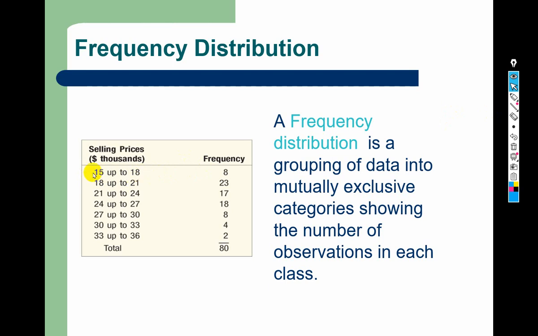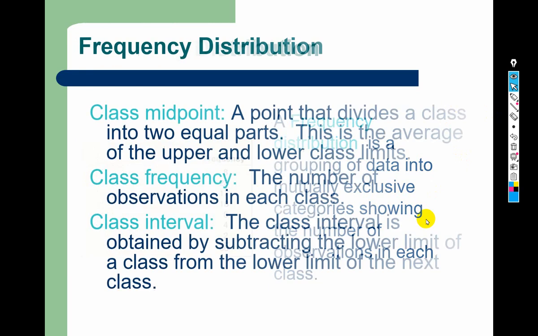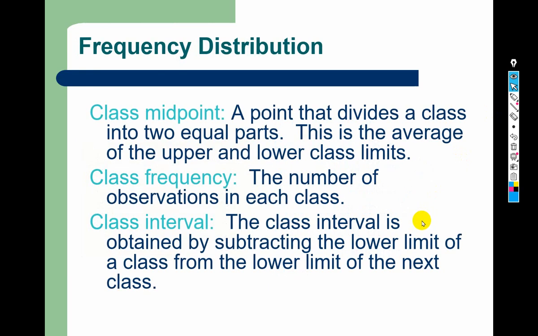The class interval is 18 minus 15 equals 3. The class midpoint between 15 and 18 is 16.5. The class frequency is the frequency inside each class. I will return back for that and how we construct a table based on that idea. Okay, so how to construct the frequency table, how we can construct the frequency table.